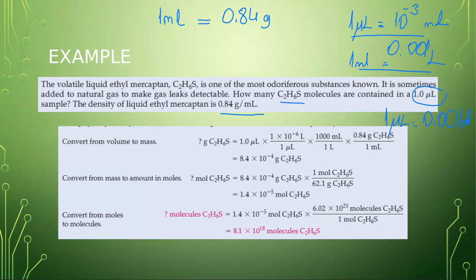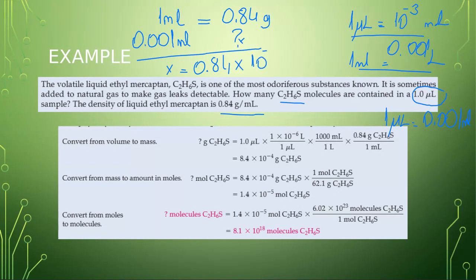Okay, and then let's do that problem with the proportion. 1 milliliter equals that gram, but we have 0.001 milliliter. How many gram we have for the ethyl mercaptan? Okay, the x we can write here. The x means 0.84 multiplied with 0.001. This is the gram one. Okay, and then we find this gram, but they ask us how many ethyl mercaptan molecules.